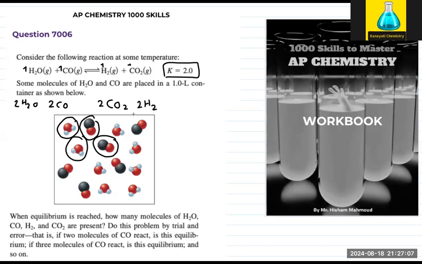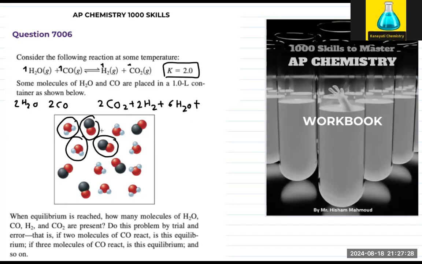Okay. So when I do it like that, how many H2O will be still remaining? Because not all the H2O reacted. I have 1, 2, 3, 4, 5, 6, 7, 8, so I will have 6 unreacted. So I'll have 2 CO2 and 2 H2 and 6 H2O unreacted. So 6 H2O will be there at the end.